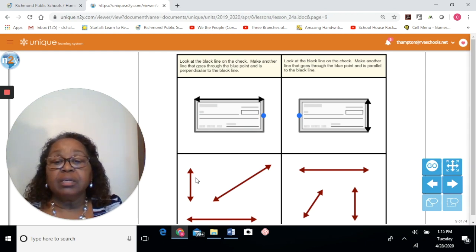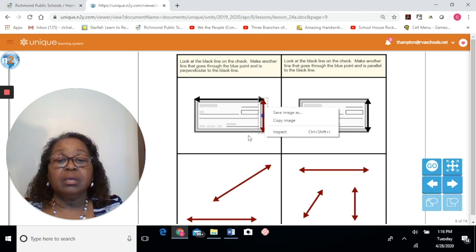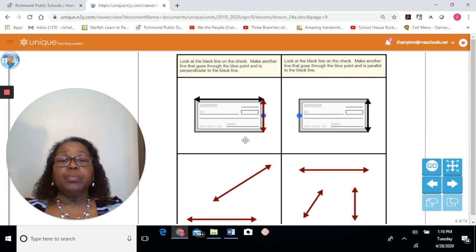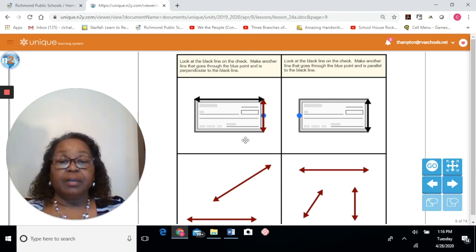Remember, a perpendicular line can meet at any point. A perpendicular line, first of all, has to go through this blue dot. So let's put the line through the blue dot. It can't do like this. It has to go through it, and it has to be perpendicular. So there they meet. They cross. Make another line that goes through the point and is perpendicular to the black line.